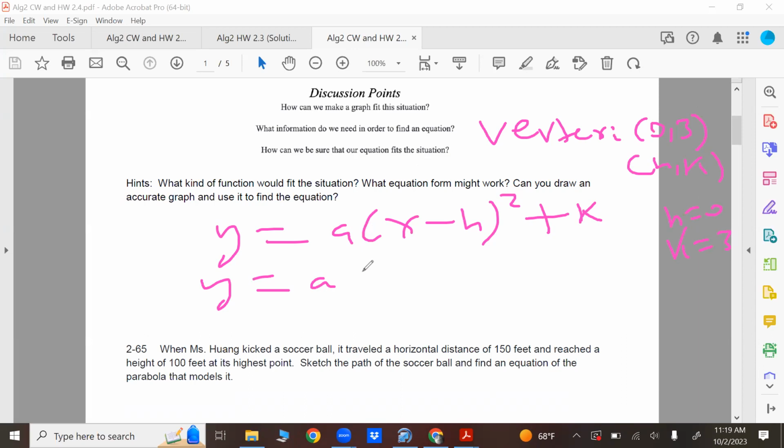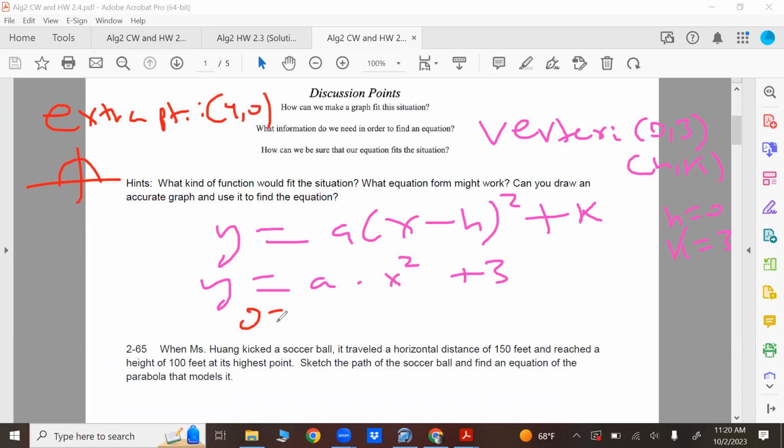So y equals a x squared plus 3. And you probably don't need the parentheses. Let me get rid of the parentheses, because obviously it's just x squared. How do I solve for a? What would I do to solve for a? I have an extra point, right? Give me the coordinates of one of my extra points. Remember, the graph was like this, right? Yeah, (4, 0). Let's plug that in and solve for a. So 0 equals 16a plus 3. Work it out. You should get negative 3/16, I think.